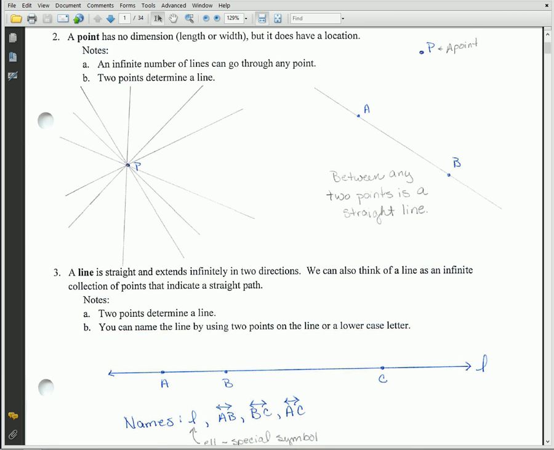One thing is that there are infinitely many lines that go through a point. But if I have 2 points, then those 2 points determine a straight line. So between any 2 points in a plane is a straight line. A line extends infinitely in both directions, in two directions.